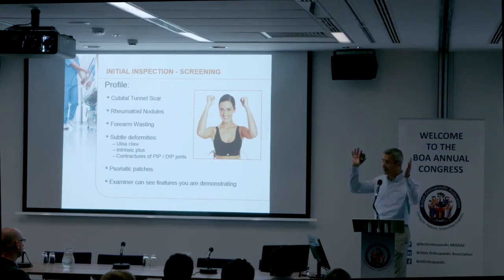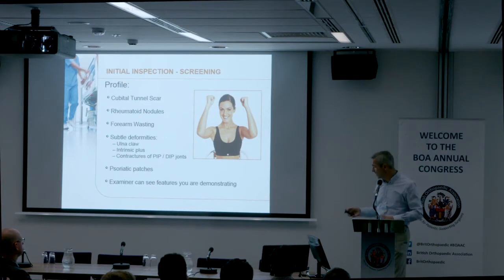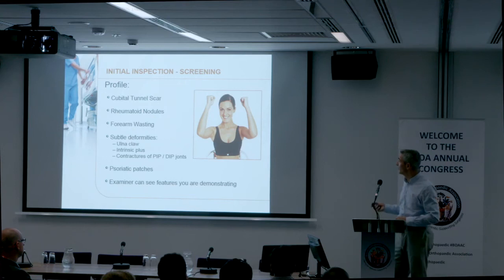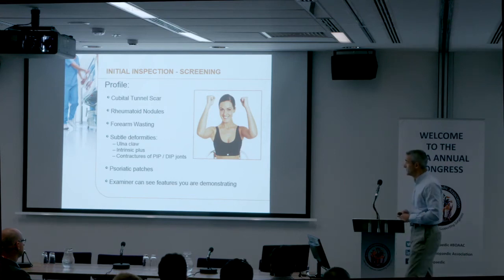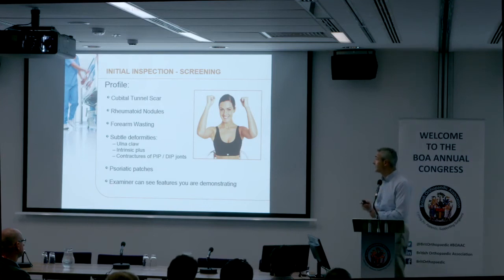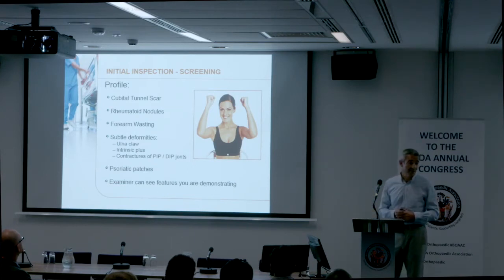And when you look at the profile of the forearm, the wrist and the hand, you might be able to pick up the cubital tunnel scar. You might be able to pick up the presence of rheumatoid nodules behind the elbow. You could pick up forearm wasting. There might be subtle deformities that you've missed in the fingers, but when you look at the profile, you might be able to see the very subtle ulnar claw. Occasionally, psoriatic patches that will go with an arthropathy of the hand.